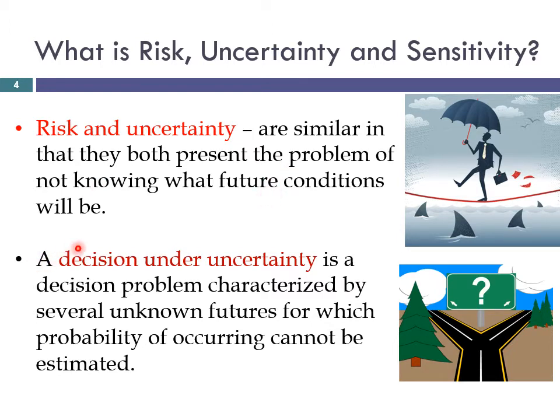But if we don't know what future conditions will be, does it mean that we will not make a decision? No, we still need to make a decision now. If you want to buy a car, can you say that, okay, since I don't know what will happen to the gasoline prices in 1 year from now, I will not buy the car? No, you still need to buy that car. You still need to make that decision. Okay? But the decision that we make under such unknown conditions, such uncertainties, is called decision under uncertainty. Okay?